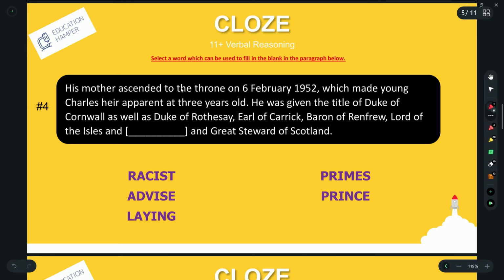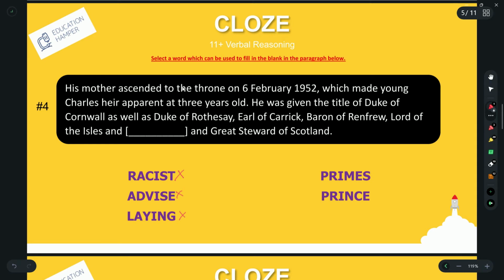So, by his mother ascending the throne, he was given a number of these titles because he's royalty. What would be Baron of Renfrew, Lord of the Isles and "racist"? That doesn't fit the context. "Advise"? He's not advising anything here, he's got a title, so advise is not the right context. "Laying"? That doesn't fit this sentence at all, because you wouldn't be Lord of the Isles and laying and the Great Steward of Scotland, so that's probably not it.